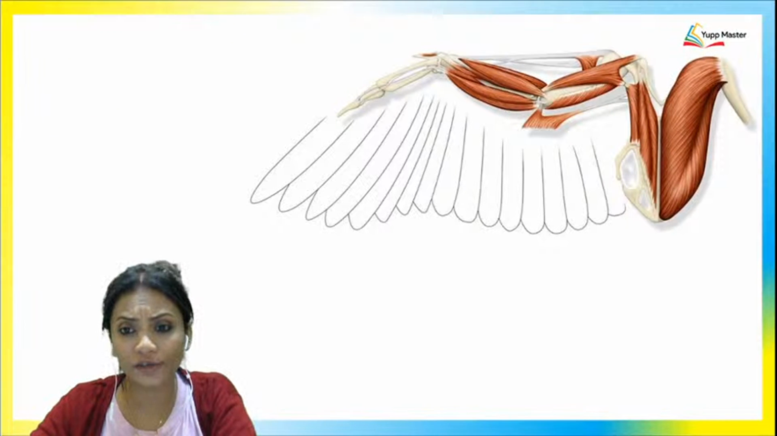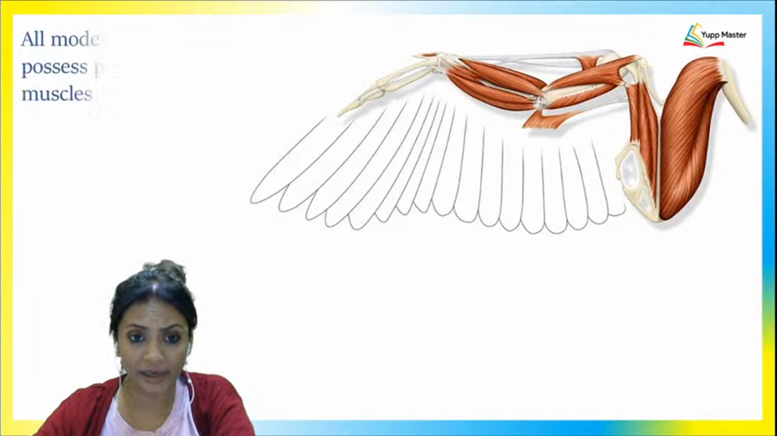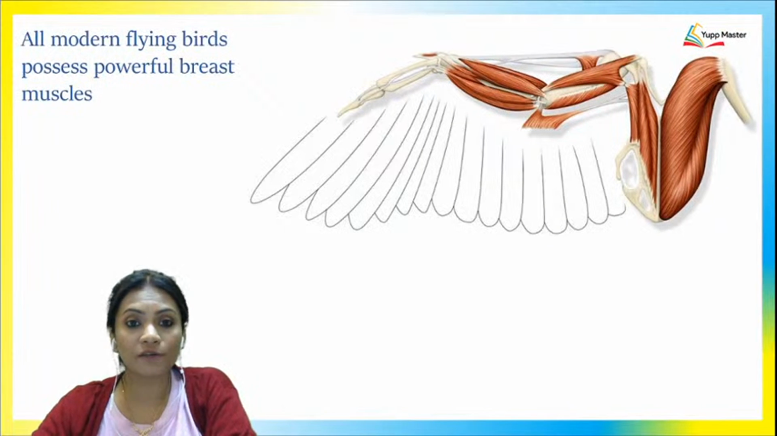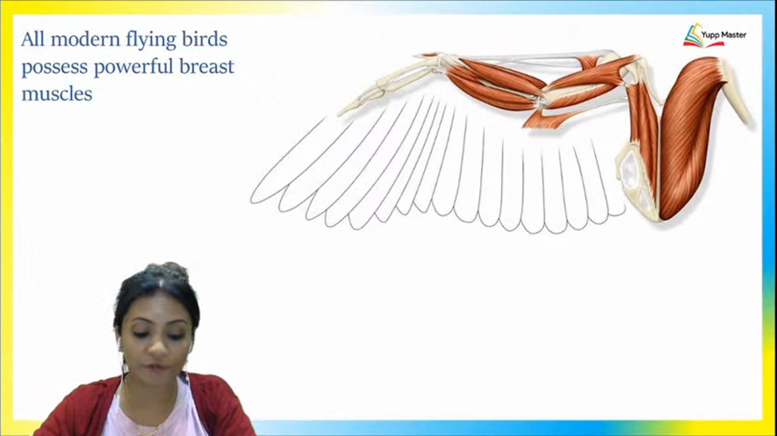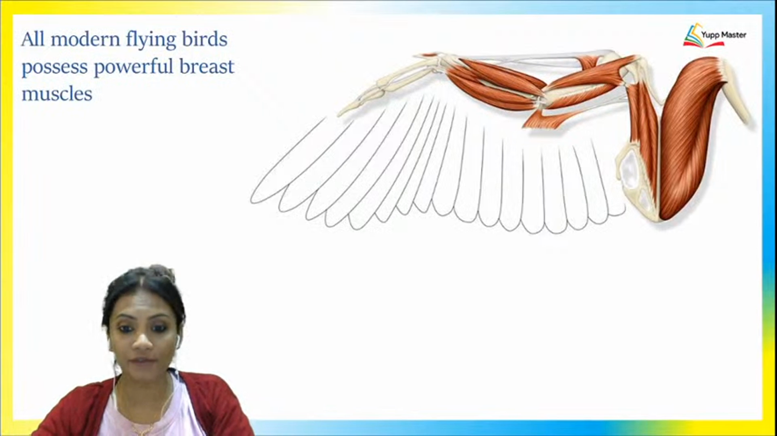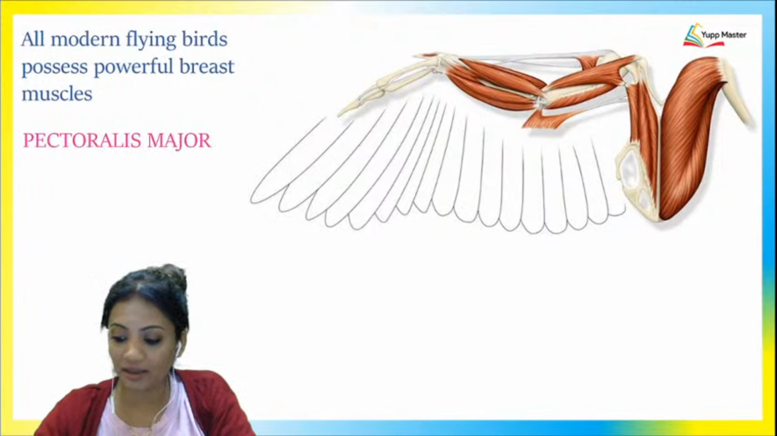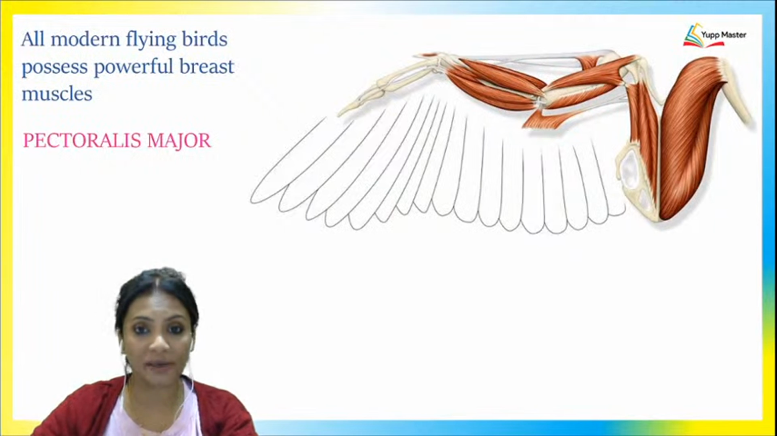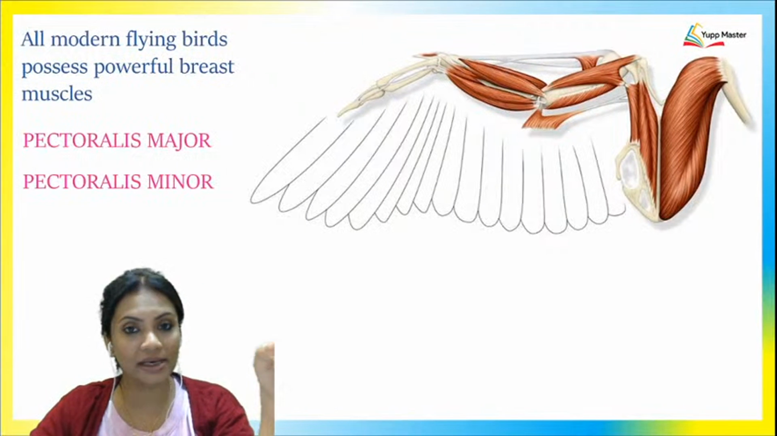Look at this over here. This also is showing, I told you that they have a very strong musculature in order for them to be flying. So we see here that all the modern flying birds possess powerful breast muscles, and that is in order for them to be flying very strongly. These breast muscles, just like we have muscles in our thorax, go by the name of pectoral muscles. So there is pectoralis major and then there is pectoralis minor present too.